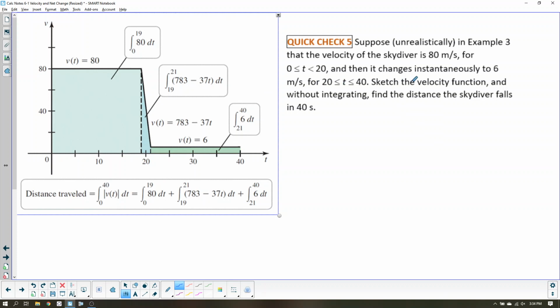Okay, I think this quick check is actually worthwhile doing. It just tweaks the problem slightly. It says, suppose, unrealistically, that when we pulled the parachute, we immediately dropped to this velocity. So we hit terminal velocity of 80, and then at 20 seconds, going halfway through this interval here, we pulled it at 20, and immediately we were down here. It says sketch what the velocity curve would look like, and then figure out what the distance traveled would be in that case.